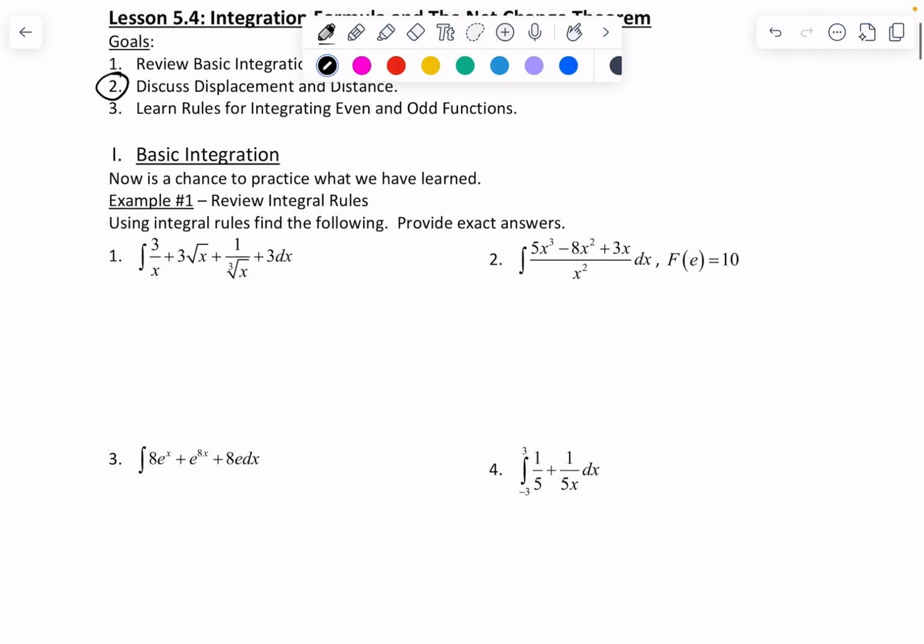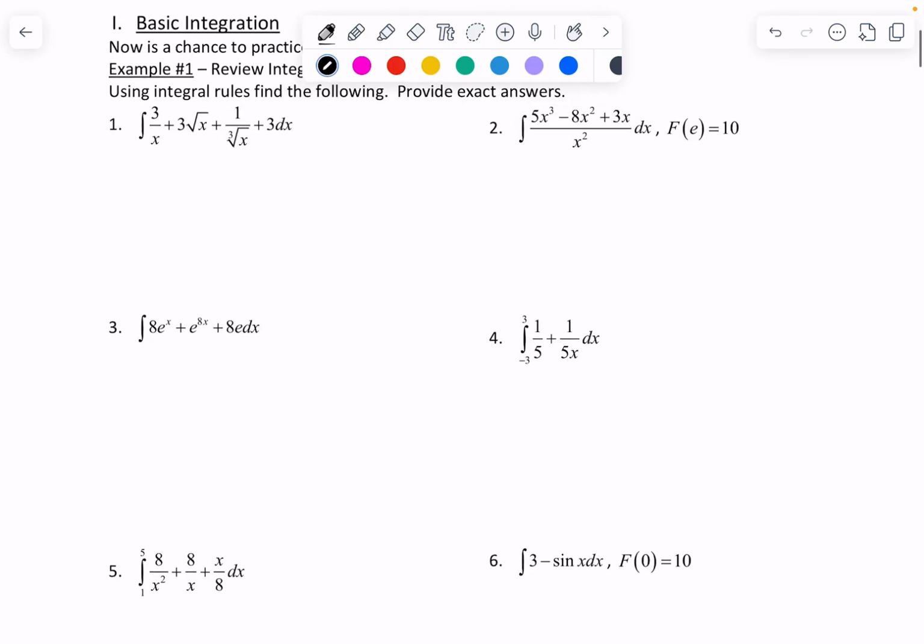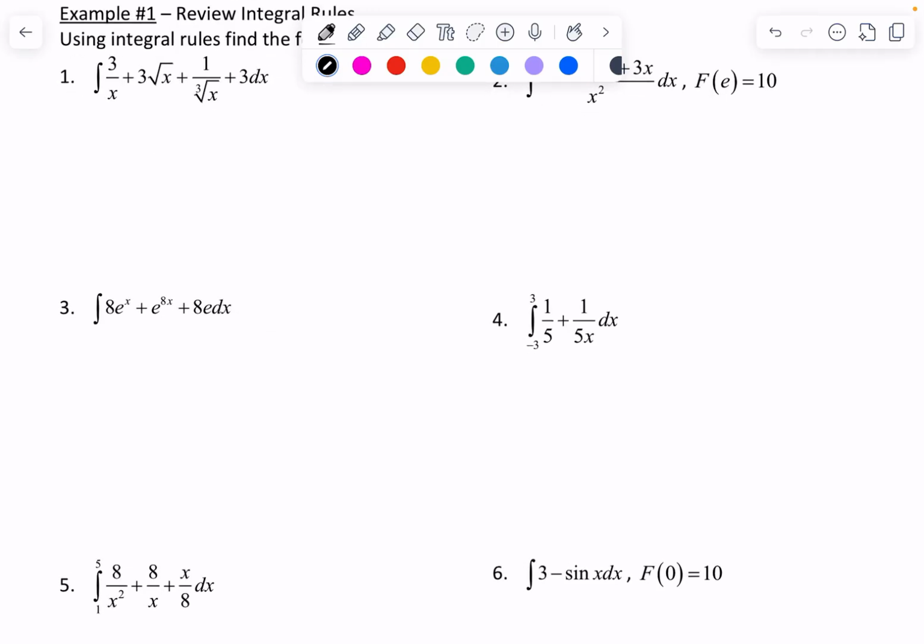Okay, so let's go over some basic integration stuff and then do a cool problem. I'm going to show you 6 different problems here. I'm going to encourage you to hit pause right now and then pick up, and we will go over 3 of them. So the first one I'm going to do is this one here, and this one here.